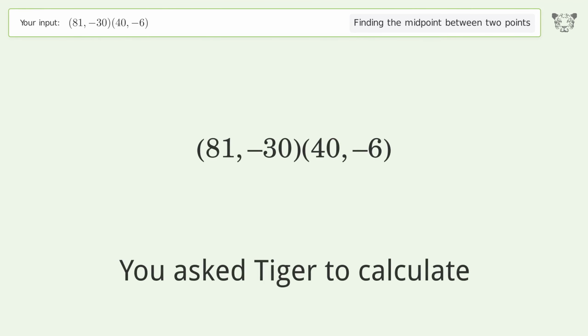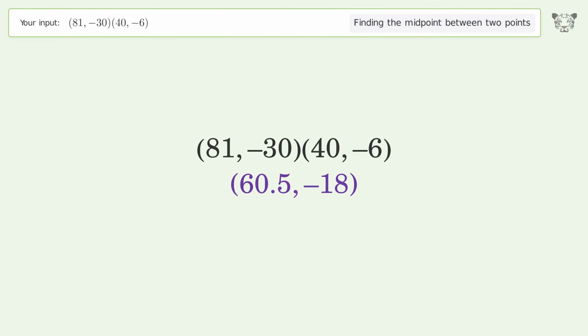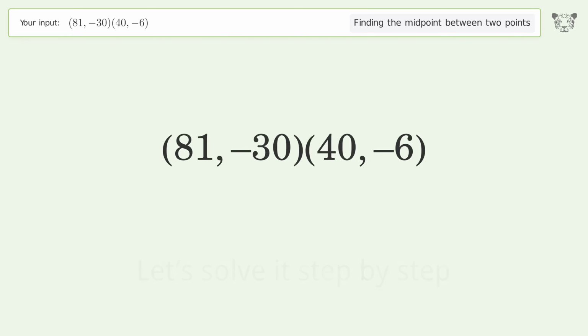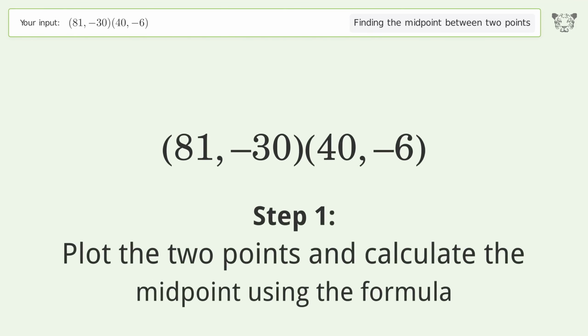You ask Tiger to calculate. This deals with finding the midpoint between 2 points. The midpoint between the 2 points is 60.5, -18. Let's solve it step by step. Plot the 2 points and calculate the midpoint using the formula.